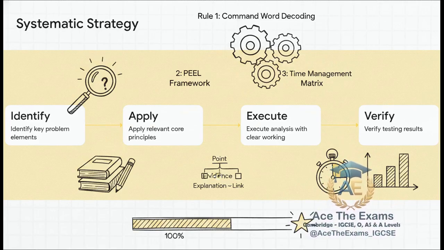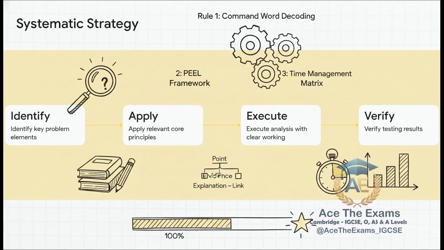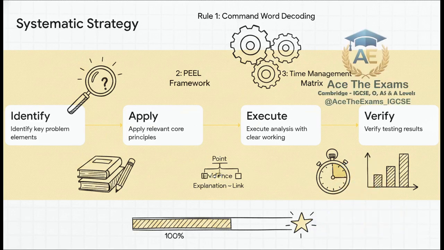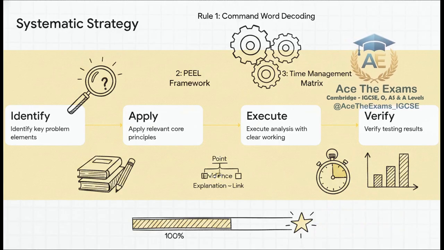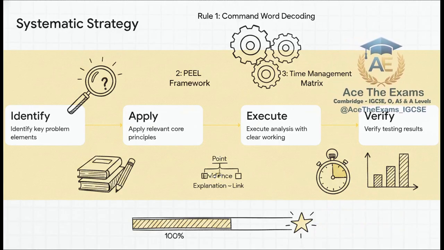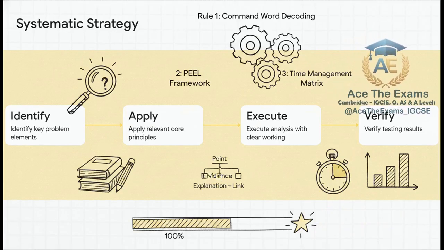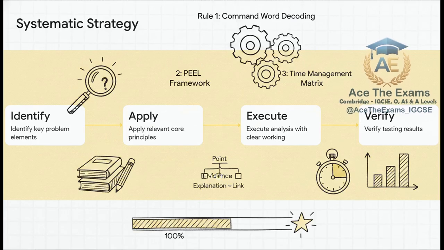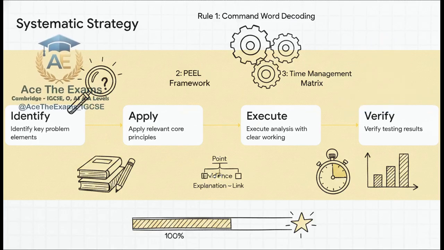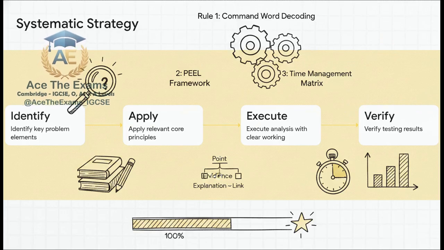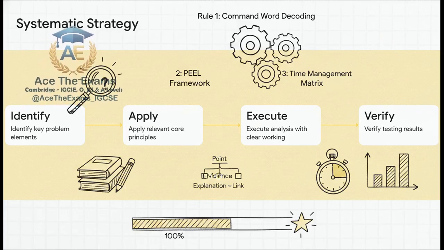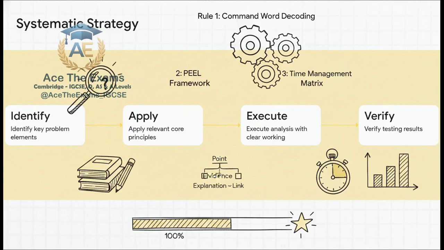If the question specifically says evaluate, you must provide advantages, disadvantages, and a justified conclusion. If it says describe, you just need to state characteristics and features. Never ever rush past the command word like Sam did. Rule number 2, PEEL framework application. Point, evidence, explanation, link. Use this exact structure for every single extended response to ensure total analytical depth.